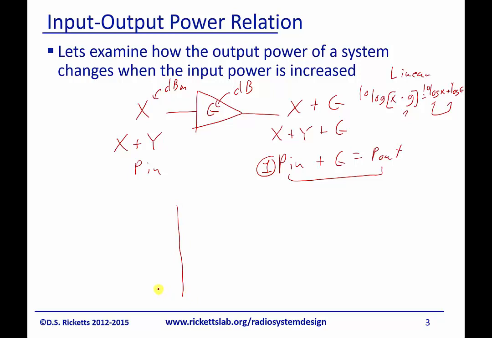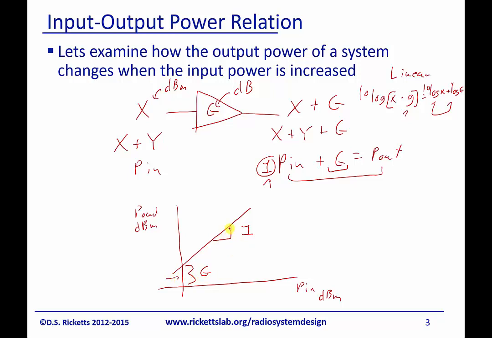That means if I plot P out in dBm against P in in dBm, I'm going to have a straight line with a slope of 1 with an offset equal to G. So my slope will be 1. If P in goes up by 1, P out goes up by 1, and this offset is simply my G. So any linear amplifier that has a power gain of G is just going to have an offset, but its slope is going to be 1.